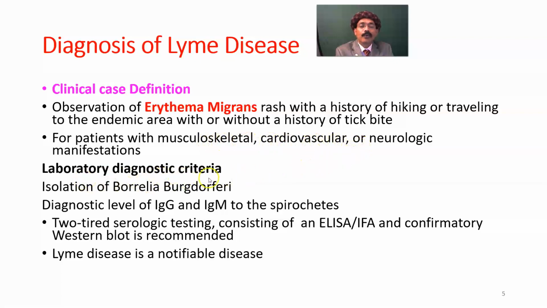Laboratory diagnostic criteria: isolation of Borrelia burgdorferi, which is not always possible. Diagnostic levels of IgG and IgM to the spirochete. Two-tiered serologic testing consisting of ELISA or IFA and a confirmatory Western blot is recommended. Lyme disease is a notifiable disease.